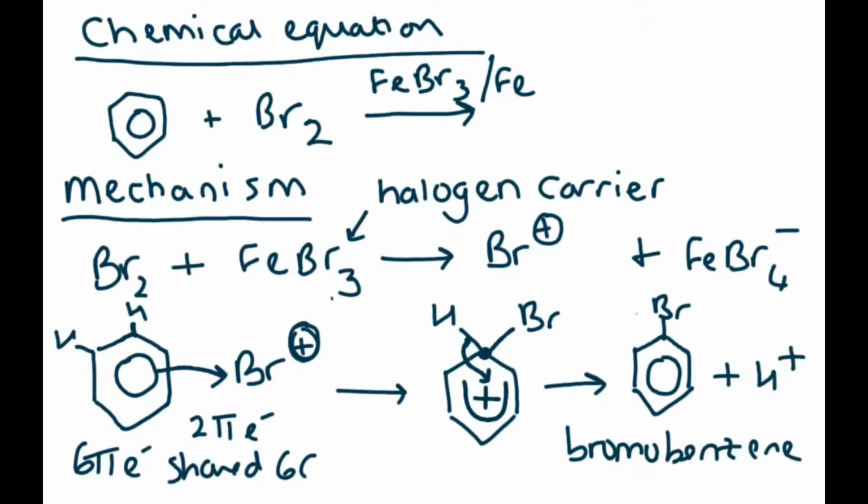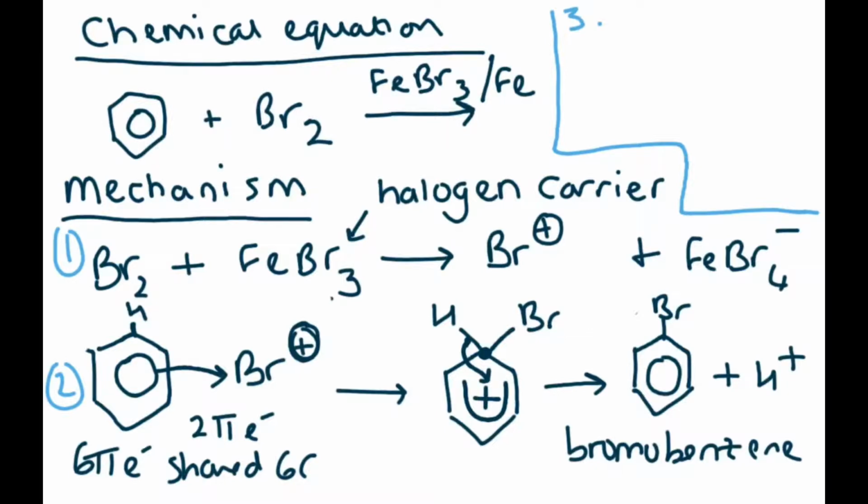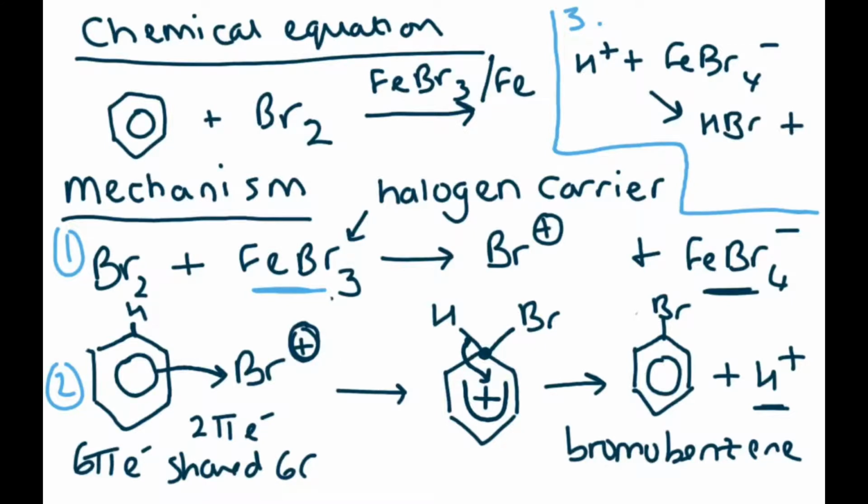Now the mechanism has got 3 steps. This is step 1, this is step 2, and then we have step 3. I'm running out of room, so I'll squeeze step 3 in up here. Step 3 is regenerating the catalyst, because FeBr3 is a catalyst. So step 3 is taking the H plus that's been formed and the FeBr4 minus, and regenerating the catalyst, HBr plus FeBr3. Remember, the catalyst has to be regenerated.